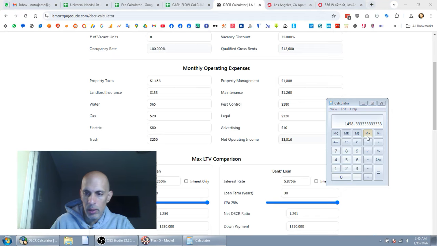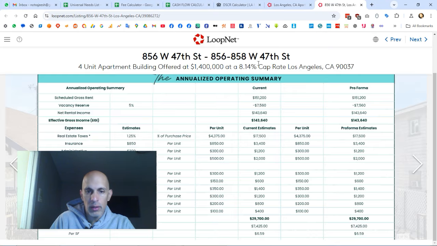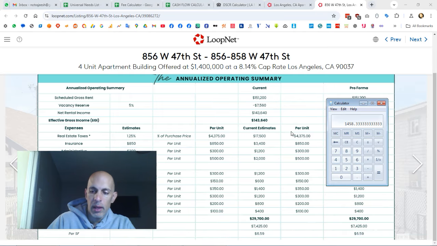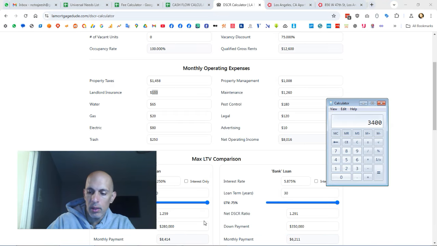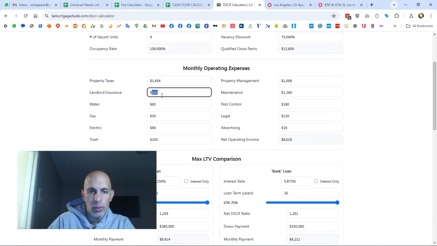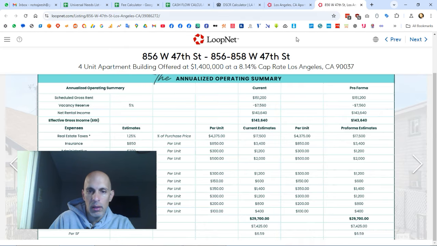Let's switch these around. All right, landlord insurance, they are saying 850 per unit. So they're trying to downplay the cost of it. 8 times 4 is 3,400. All right, we'll go with 3,400 divided by 12. So 283. And let's see everything else. We're looking at administrative 300, repairs and maintenance.